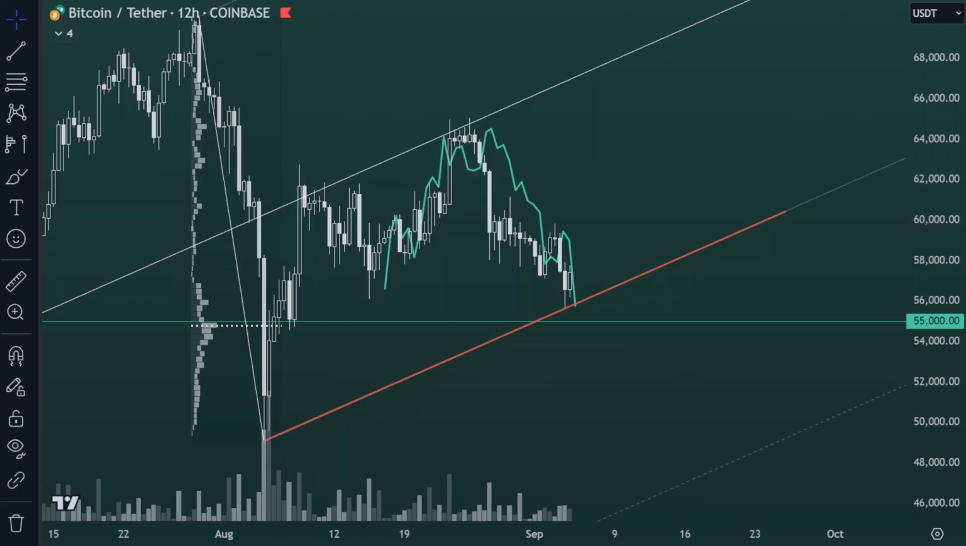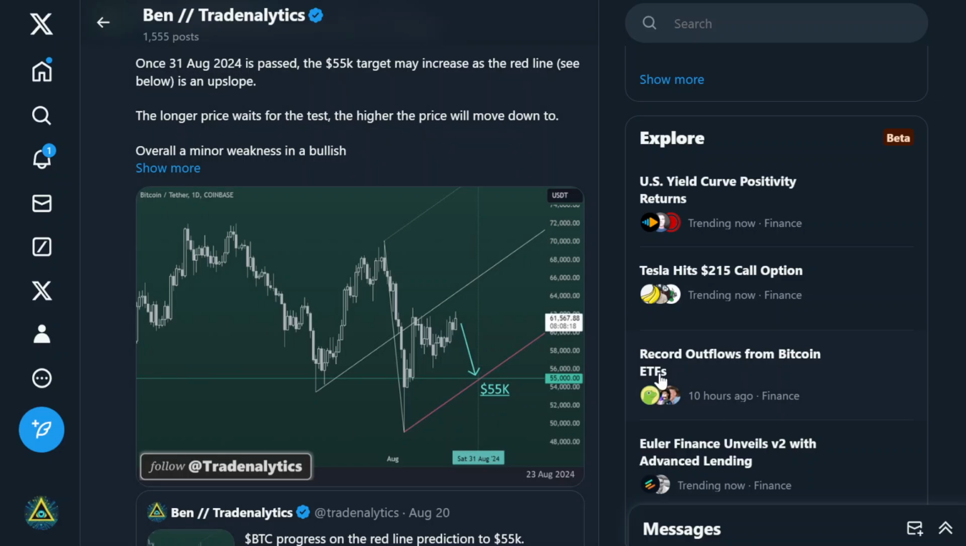Okay, champions. Today we're talking about Bitcoin and specifically my price target of 55K on my Twitter account. This is what I posted about 23 August, about 1.5 weeks ago. I stated that Bitcoin will go towards 55K. It wasn't a specific target, because I stated that the red line is the actual target.